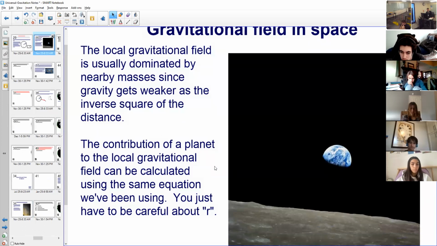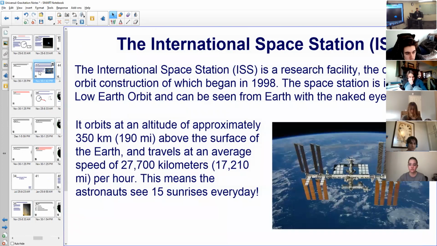All right, someone in the Zoom, read this one for us. The local gravitational field is usually dominated by nearby masses since gravity gets weaker as the inverse square of the distance. The contribution of a planet to the local gravitational field can be calculated using the same equation we've been using. You just have to be careful about r. All right. So in problems like space station kind of problems, you have to be careful. And we're going to illustrate that in the next couple slides.